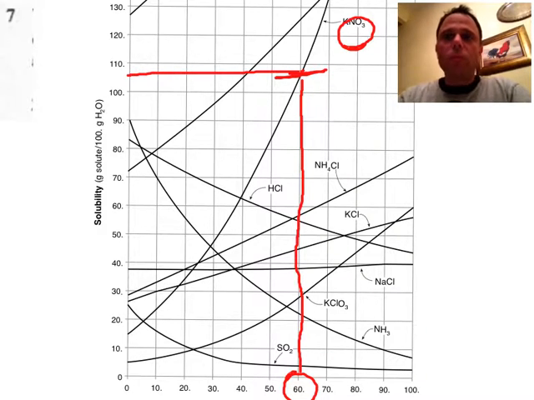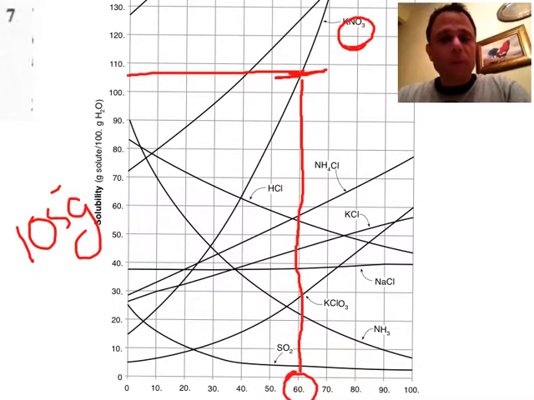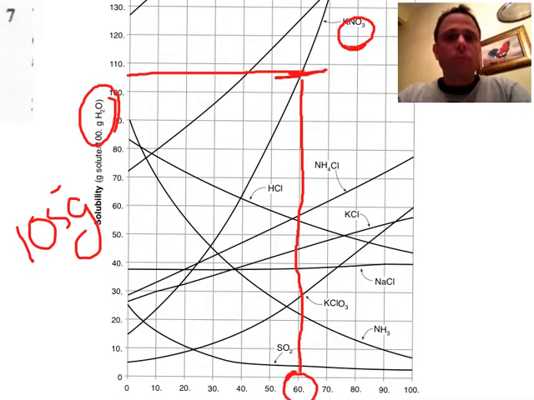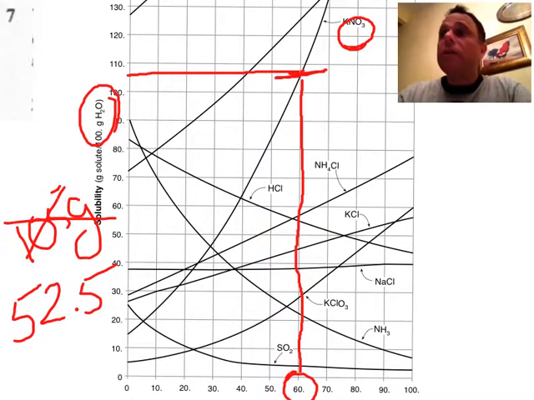Transfer over, and that would read roughly 105 grams of potassium nitrate, if it were in 100 grams of water. But the reality is it's not in 100 grams of water, it is in 50 grams of water. So to be saturated in 50 grams of water is not 105, it would be half that amount. So we would be looking for roughly 52.5. Now let's see what choices match.